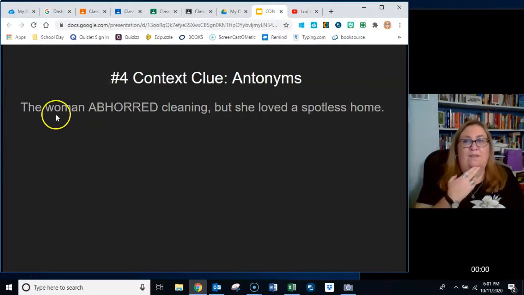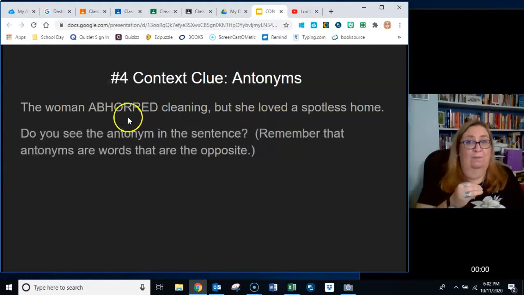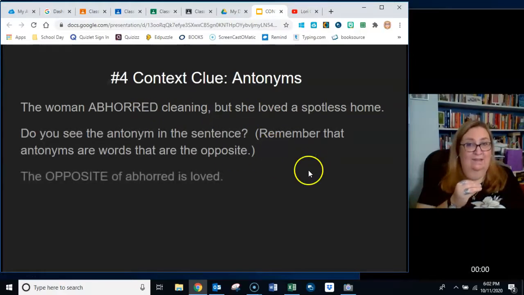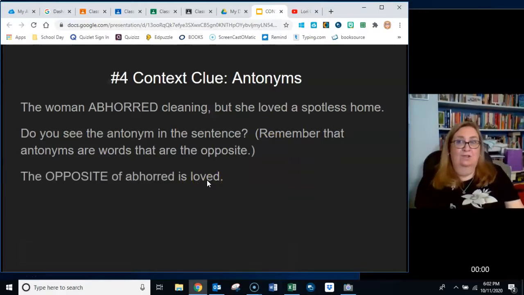So we have something that she does about cleaning. Abhorred cleaning. This is what she does about a spotless home. She loves it, right? So the antonym for abhorred in the sentence is loved. Okay, but now if my question on my work today asks me what abhorred means, am I going to put loved? No, because loved is the opposite of abhorred. So what's the opposite of loved?